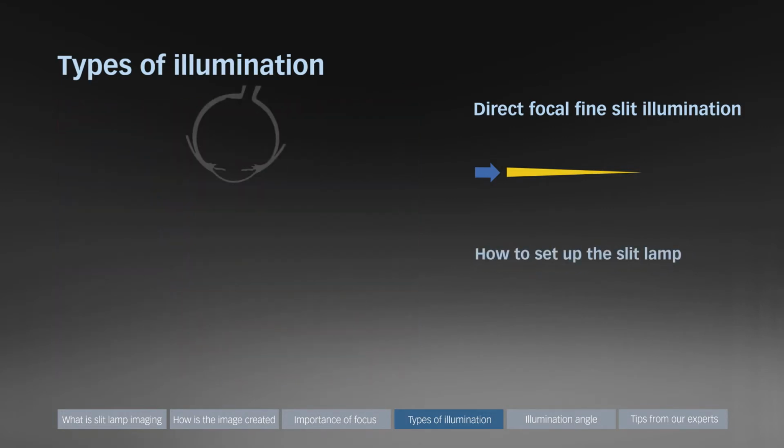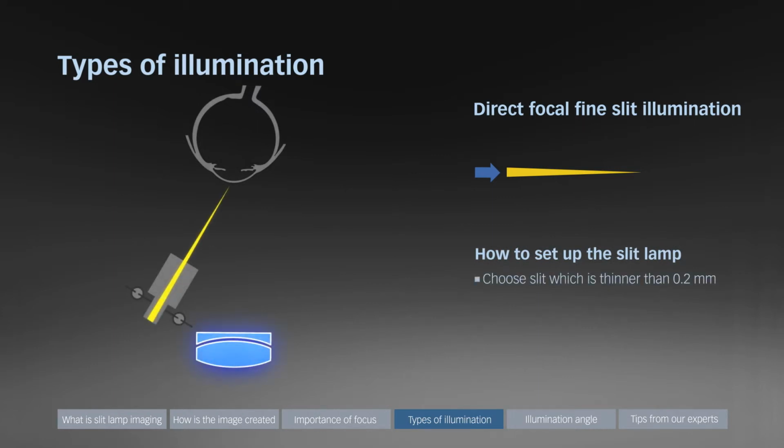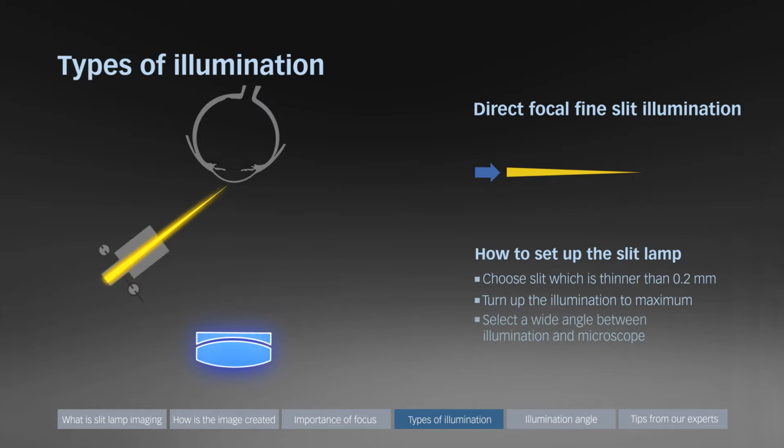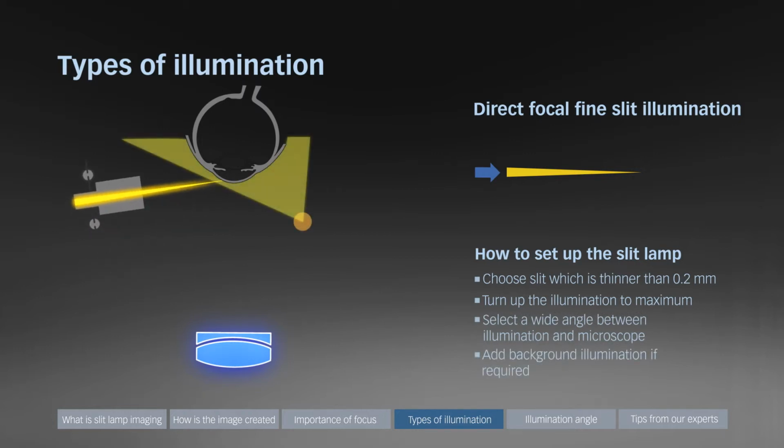To set up the slit lamp for direct focal fine slit illumination, choose a slit which is thinner than 0.2 mm. Turn up the slit illumination power to the maximum. Select a wide angle between illumination and microscope, and add a small amount of background illumination if required. For optical sections, an angle of 90 degrees provides best depth of focus.